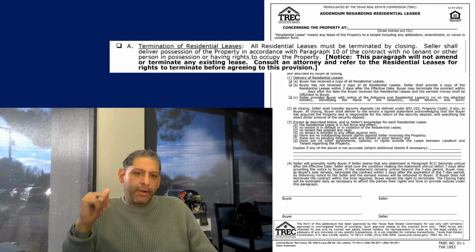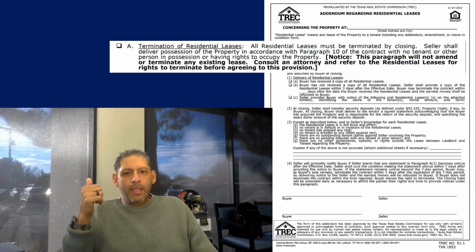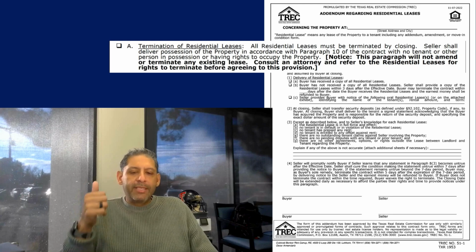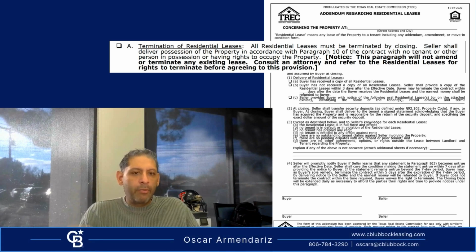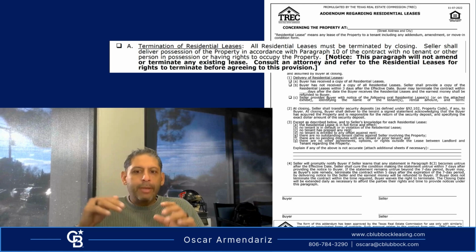Okay, so the first paragraph of this addendum is paragraph A, termination of residential leases. This simply means that at the time of closing, there will not be an active lease in place. The tenants will have already moved out. So remember, if you go under contract on the property and there is still a tenant in the property when you went under contract, this form needs to be written. Buyers, if you don't want to have to mess with security deposit return, walking a property, or even honoring any terms of the lease, this is what you want to make sure is being selected.